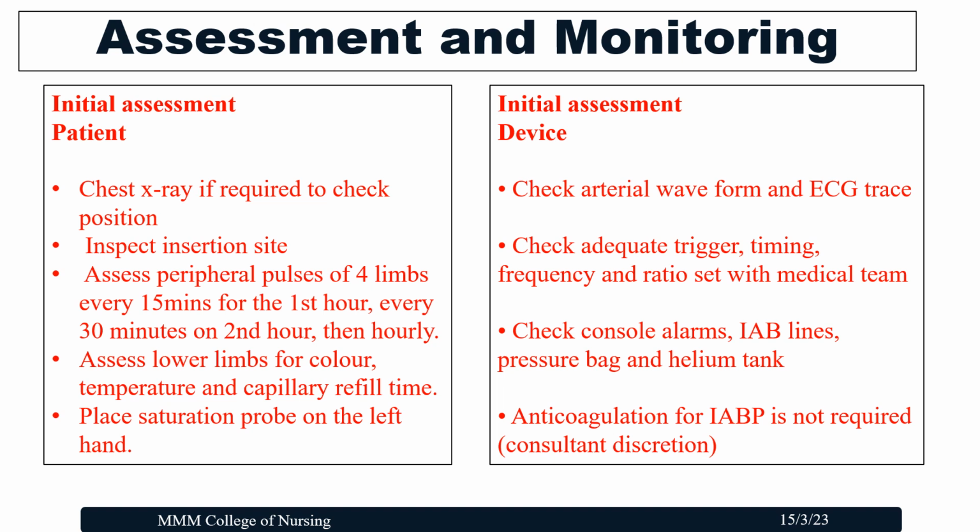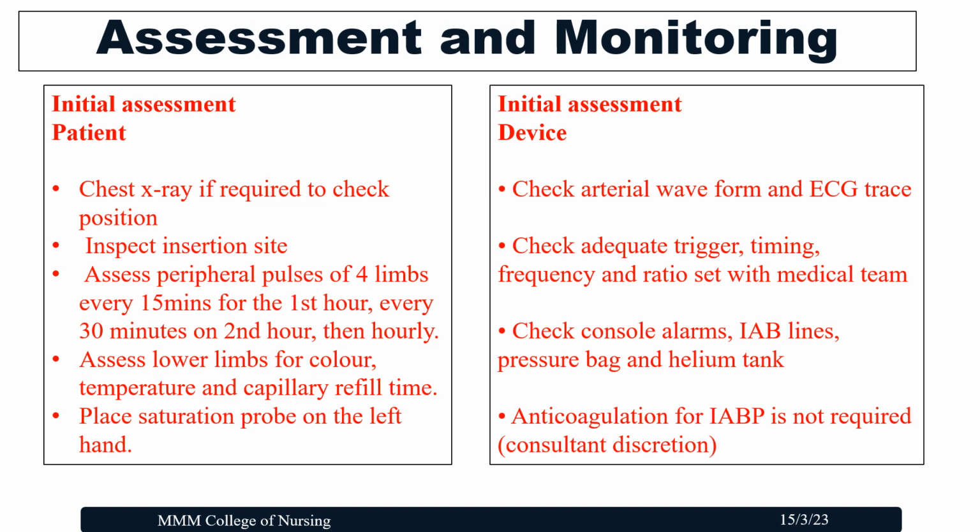So, in the assessment and monitoring, the initial assessment of the patient immediately after inserting an IABP, what we need to assess from the patient. A chest X-ray should be taken immediately to check the position of the catheter. Inspect the insertion site. Assess peripheral pulse for 4 limbs every 15 minutes for the first 1 hour, every 30 minutes on the second hour, and then hourly. Then assess the lower extremities for the color, temperature and capillary refill time, and place a saturation probe on the left hand. So this is the initial immediate assessment for the patient.